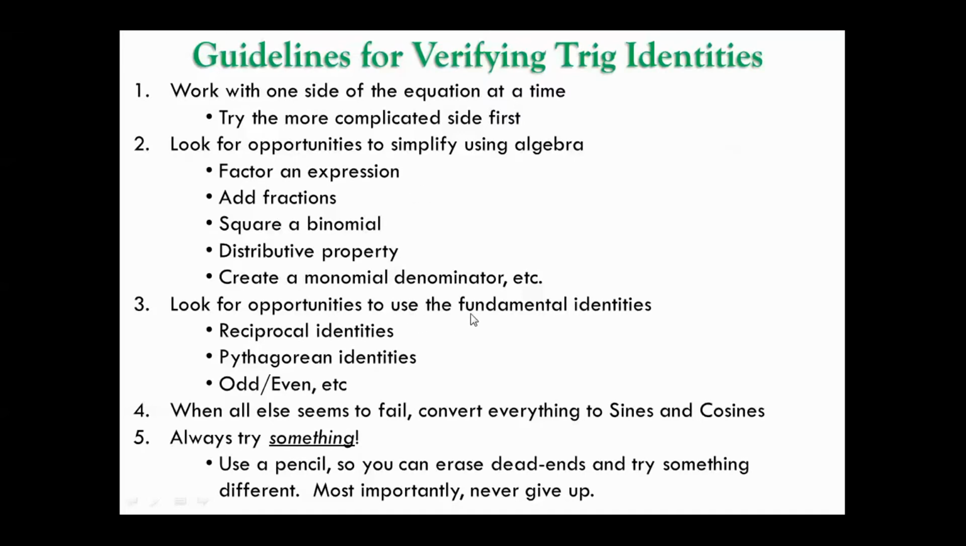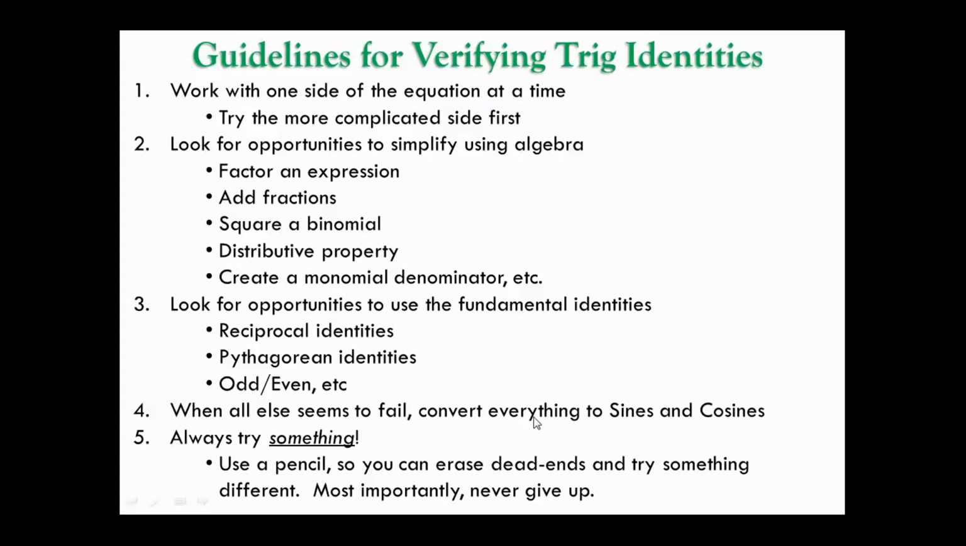Number 3, look for opportunities to use the fundamental identities. The reciprocal identities should come first in your mind. Pythagorean identities should come second, and then odd-even identities, and then all the other crazier ones. We'll use some cofunction stuff in this series, maybe some double angles, maybe even some power reducing half angles, all sorts of crazy stuff. But 9 identities out of 10 will probably be simplified using these two identities, reciprocal and Pythagorean, along with a ton of algebra.